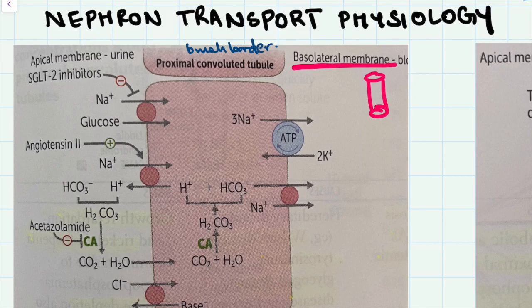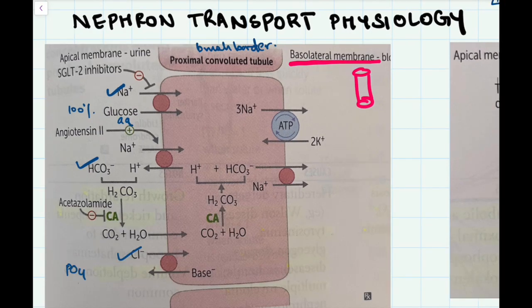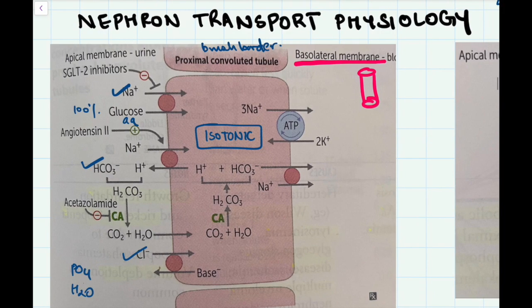So it is responsible for the 100% reabsorption of glucose and amino acids, right, along with the maximum absorption of bicarbonate, sodium, chloride, phosphate, as well as water. So here the contents are isotonic. Also it generates and secretes ammonia, right, and it helps the kidney to produce more H+ ions.